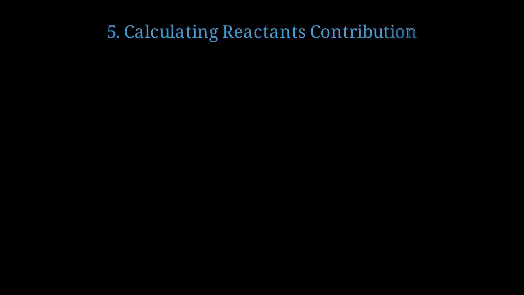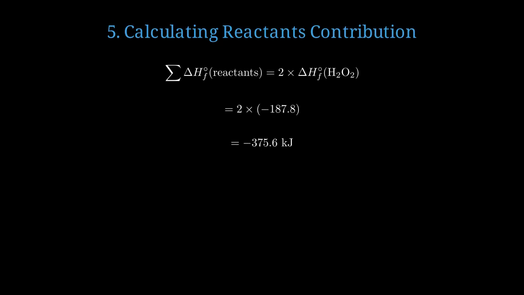Now let's calculate the enthalpy contribution from the reactants. The reactant side has 2 moles of hydrogen peroxide. That's 2 times negative 187.8, which equals negative 375.6 kilojoules.